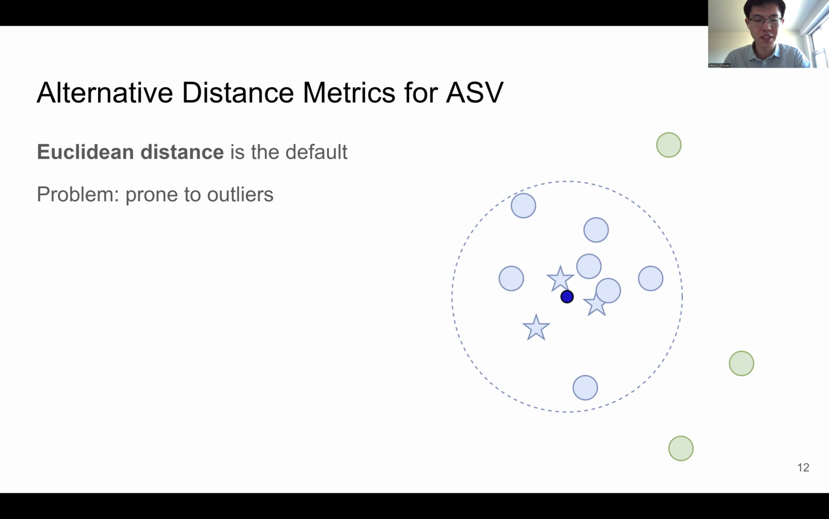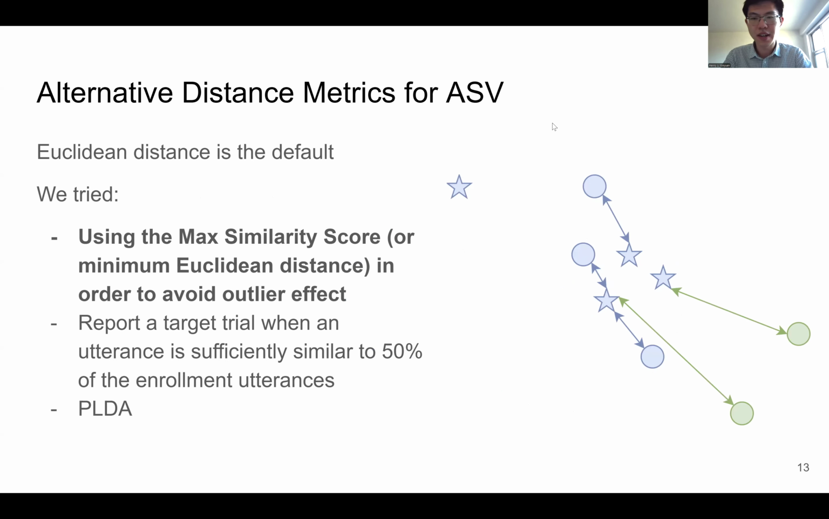Unfortunately, as many anonymization systems create badly behaving speaker embedding spaces and create many outliers, we found Euclidean distance to be a weak link in the baseline ASV system. We tried three different alternative distance metrics to address the outlier effect. The first one is to use the maximum similarity score or minimum Euclidean distance of the trial utterance to the set of all the enrollment utterances as the distance metric, as opposed to the distance between the trial utterance and the average speaker embedding as the distance metric.